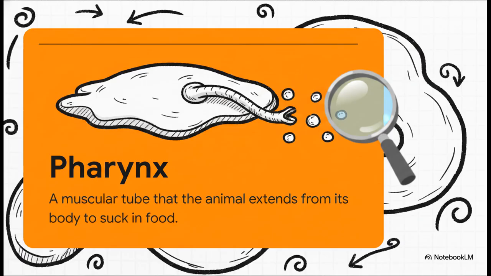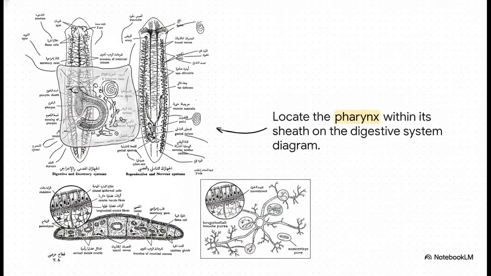It's the pharynx. Let's say it, pharynx. So what is the pharynx? Well, it's this muscular tube that the planarian can actually stick out from the middle of its body to suck up food. It's a pretty amazing feeding tool. Let's find it on our diagram.